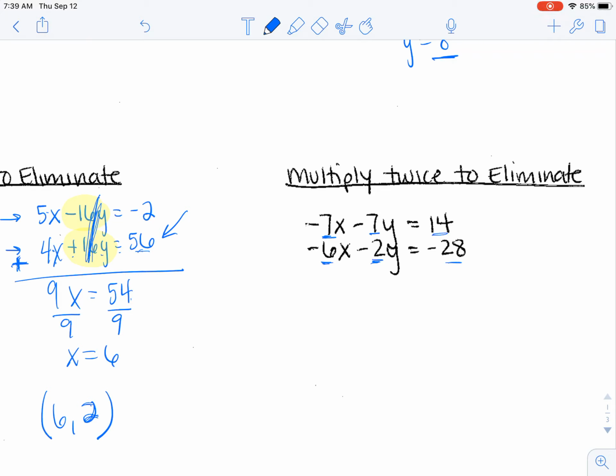So I'm going to choose to do the y's. I'm going to choose to eliminate y. So that's what I'm going to first establish. I'm eliminating y. It doesn't matter, you could eliminate x.